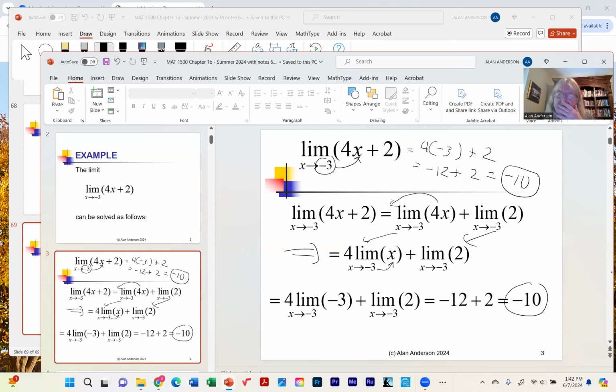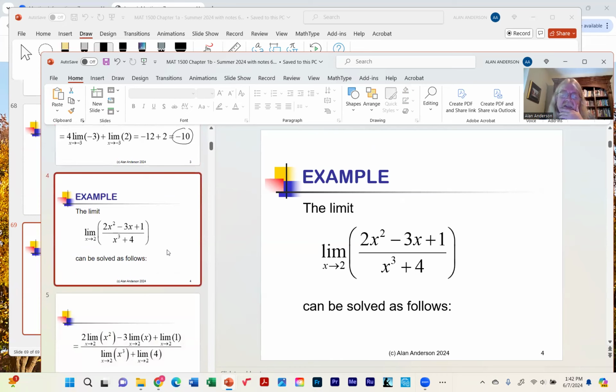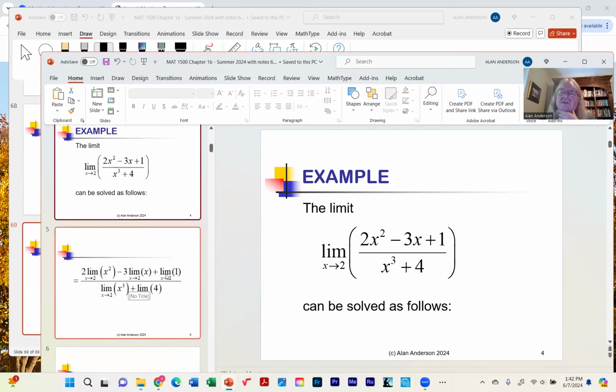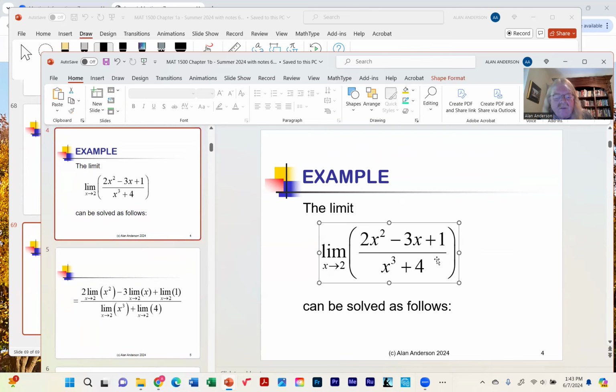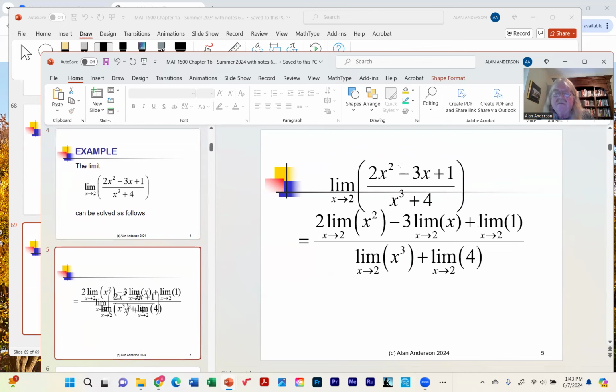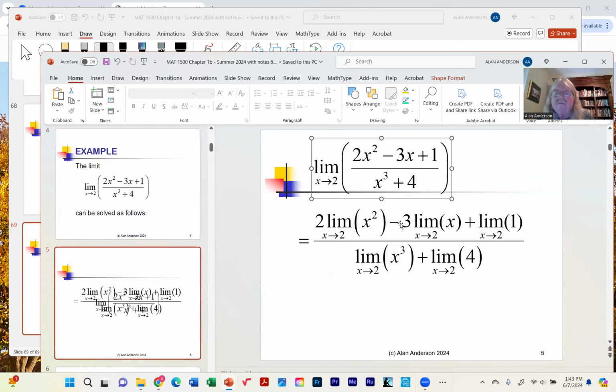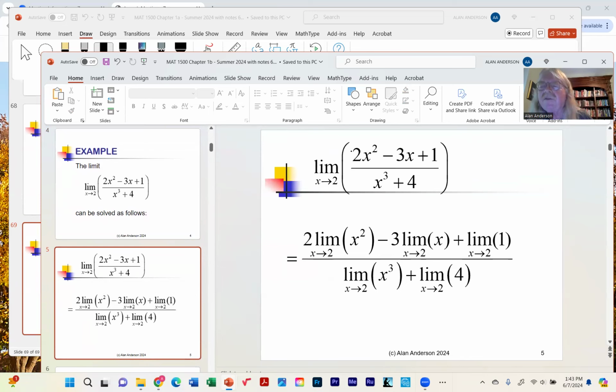What about this one? Well, again, we can break it up into many individual pieces. Let me just put this here to remind you what we just did. So you remember we have the sum and difference rules, we have the quotient rule. So you can see how this turns into this. And then in addition, the limit of 2x squared became 2 times the limit of x squared. Negative 3x, that's now negative 3 times the limit of x.